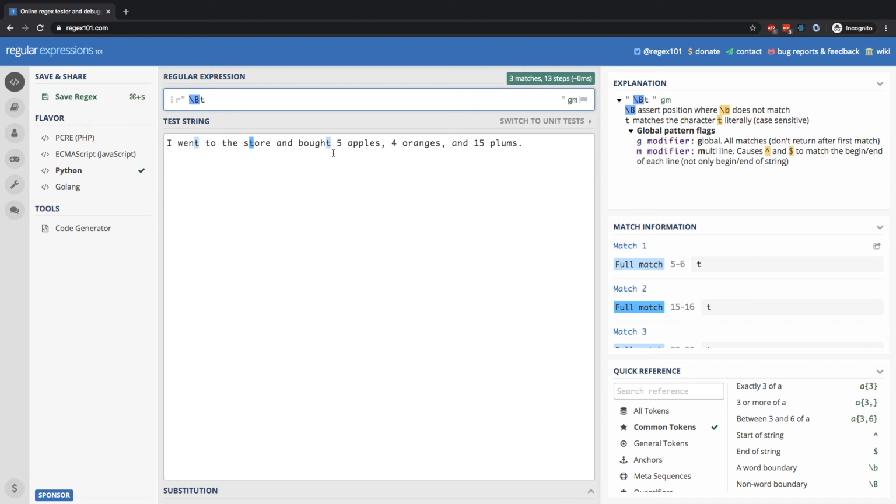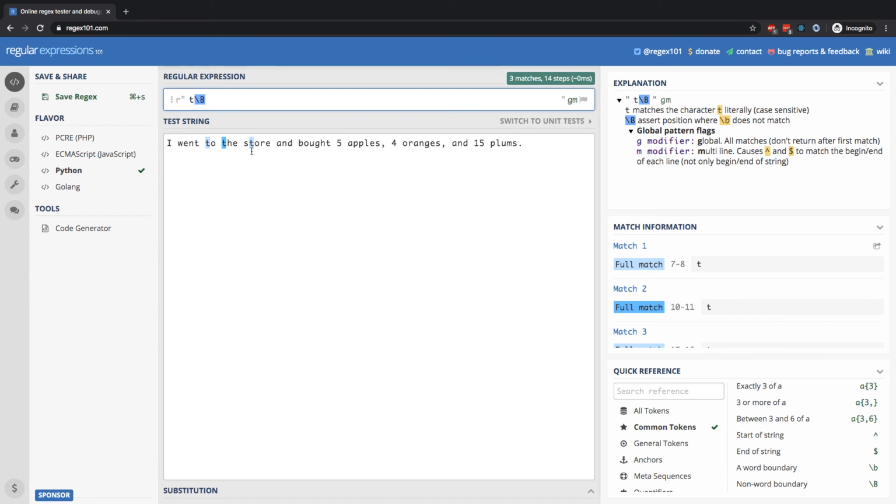If we flip it around, if we do T followed by slash capital B, you can see it's going to find the T's that do not belong at the end of a word boundary. So in other words, if a word had a T at the end of its word, it would not be included. But here, the T in to is at the beginning, the T in the is in the beginning, and the T in store is in the middle.